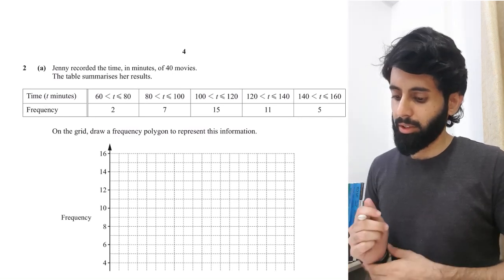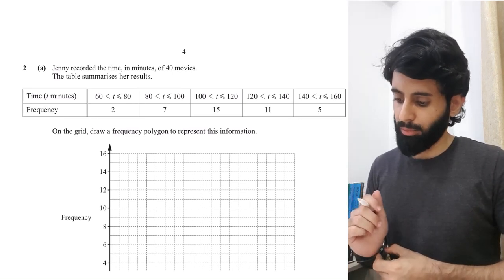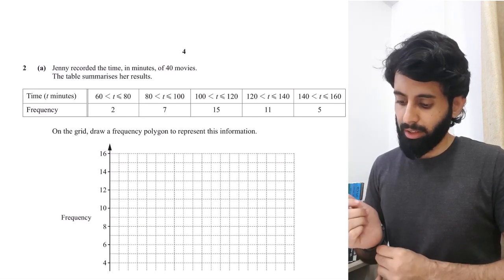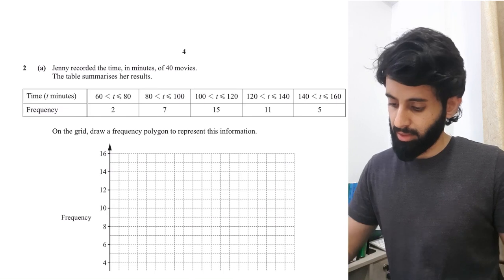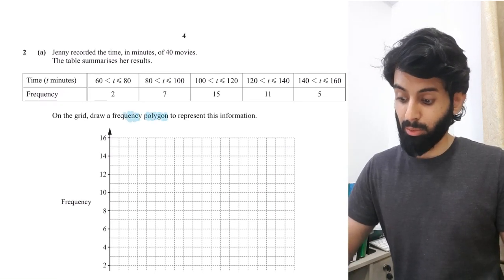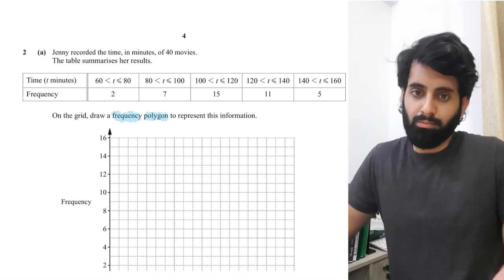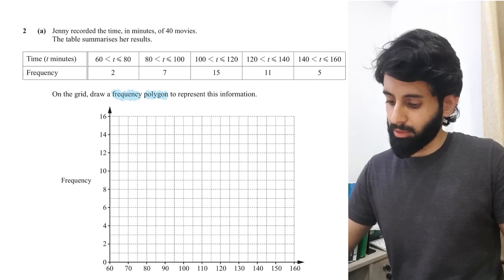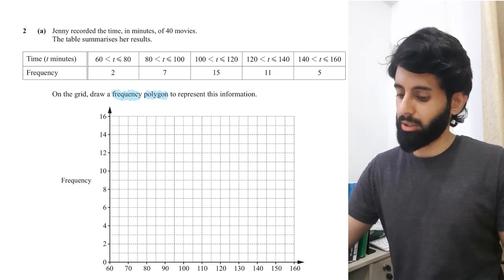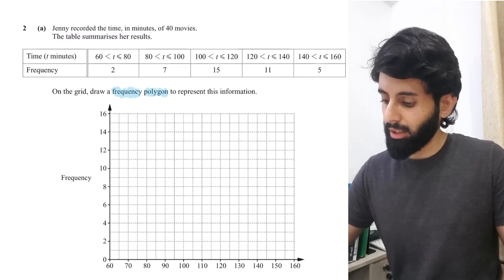It says Jenny recorded the time in minutes of 40 movies. The table summarizes her results. On the grid, draw a frequency polygon to represent this information. Okay, so what do we have to do? Frequency polygon. Now again, this is something that comes very rarely, but it can always come. So that's why I usually avoid giving guess papers or guess questions. So you never know what's coming basically.